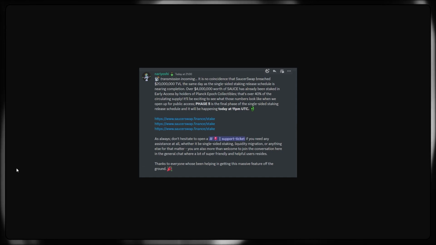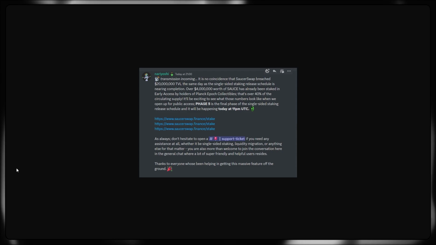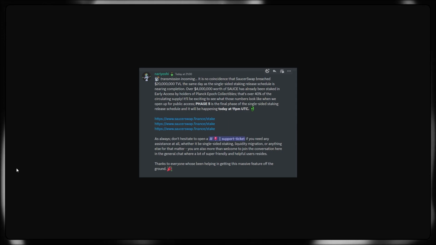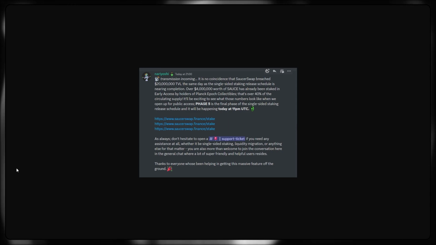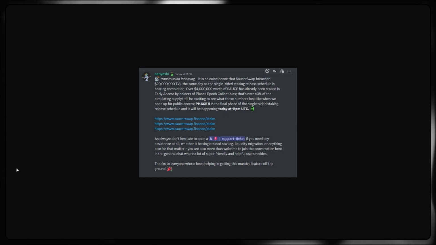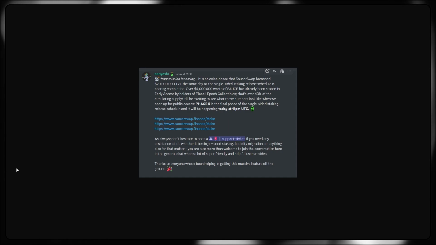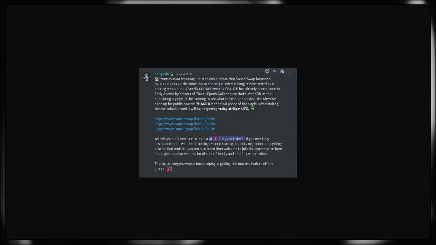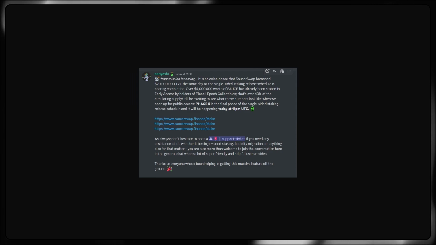Over $4 million worth of Sauce tokens have already been staked in the early access by holders of PLANCK Epoch collectibles. That's over 40% of the circulating supply. It'll be exciting to see what those numbers look like when we're open for public access. Phase 5 is the final phase of the single-sided staking release schedule, and it'll be happening today at 11 PM UTC. Now, of course, as well, this has been fully audited, and it's one of the reasons why we saw some slight delays to the launch of single-sided staking.